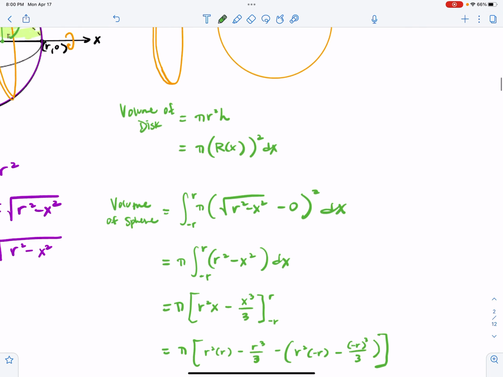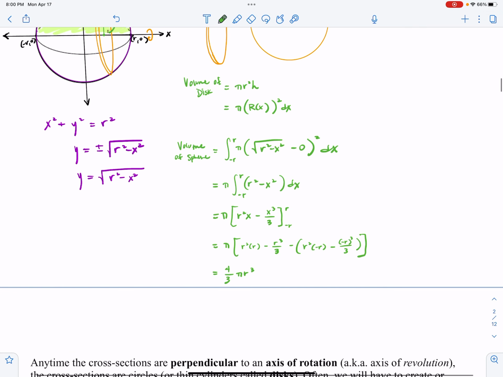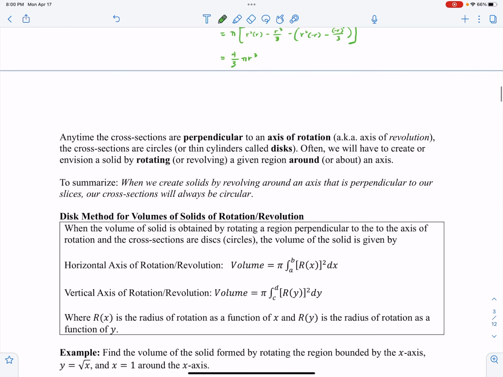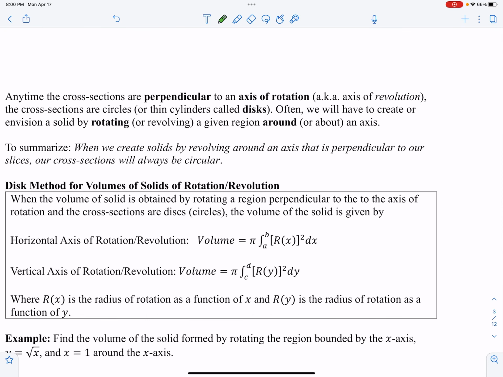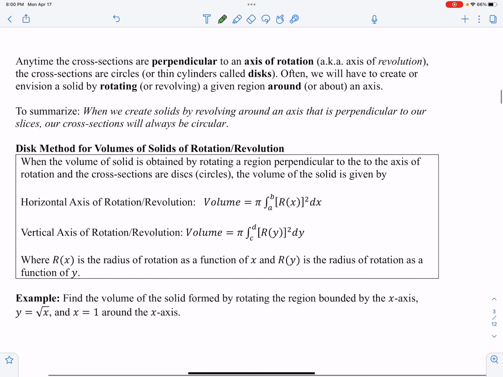So we're going to use a similar method in order to find the volumes of solids that are rotated around a horizontal or a vertical axis. So anytime the cross sections you're taking, so the slices that you're taking from a solid, are perpendicular to the axis of rotation, those cross sections end up being circles.